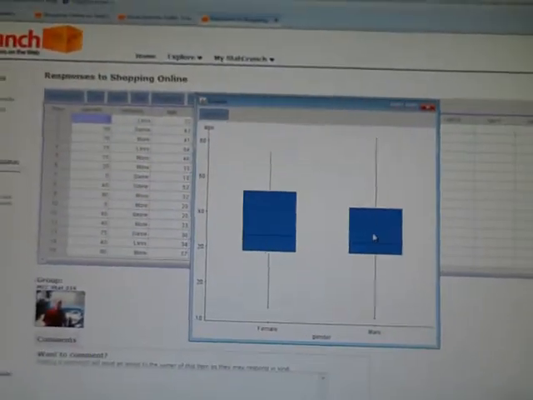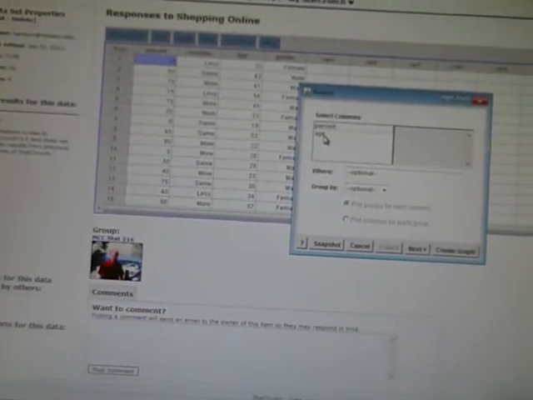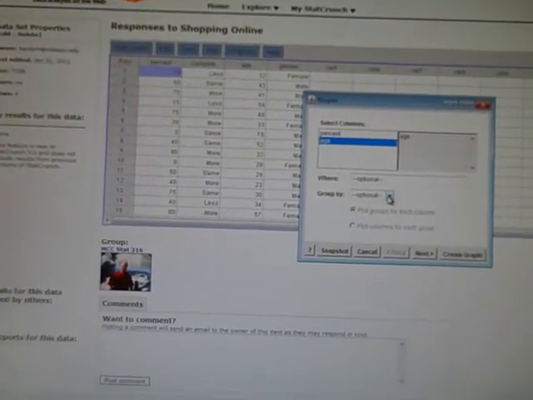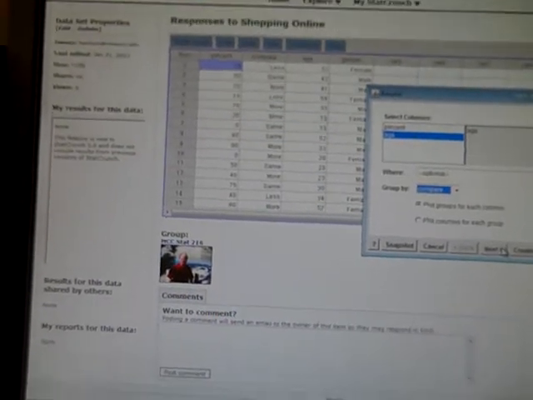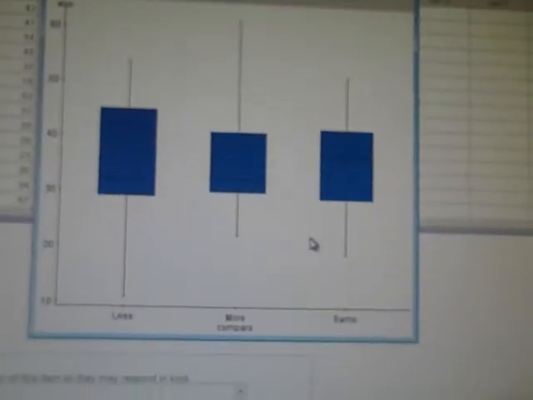Okay, now just for grins, talking about parallel box plots, let's do another parallel box plot. This time we're going to compare the ages. And the grouping we're going to do is this group called compare. So you're going to see if there's any difference between the people who said they shopped more and the people who said they shopped less online, the people who said they shopped about the same. So let's create the graph and see what happens. There really isn't that much of a difference. All three of these groups end up with the box plot the same.